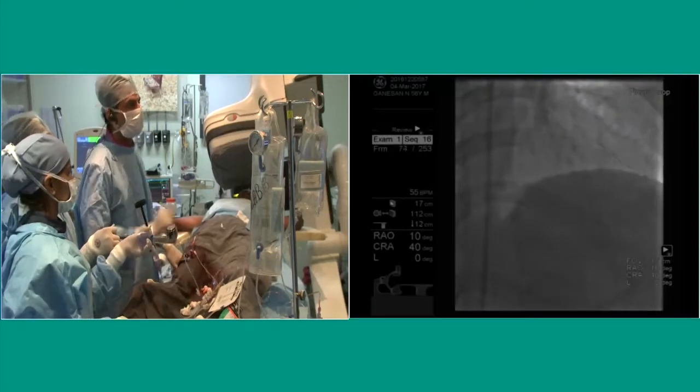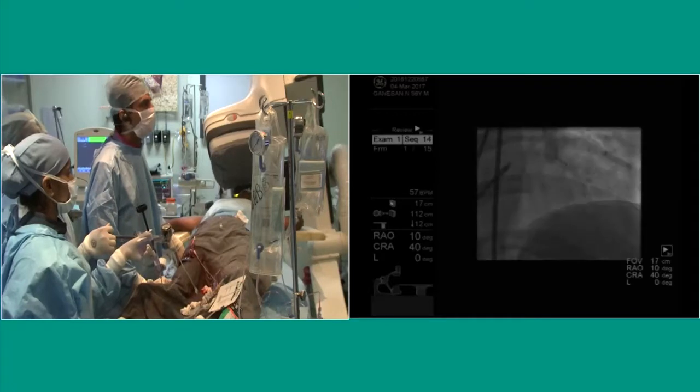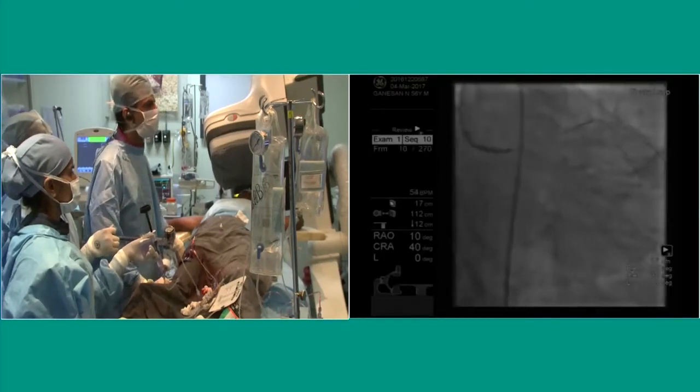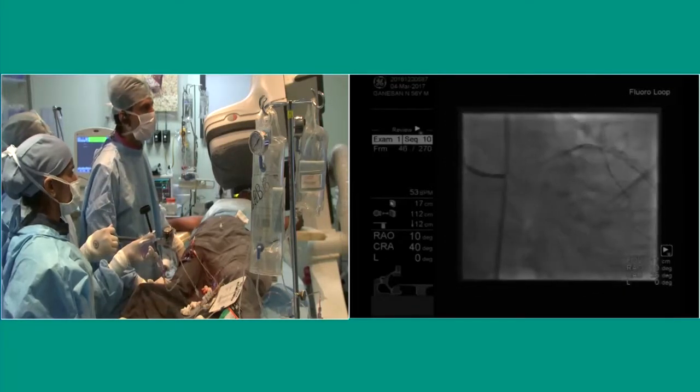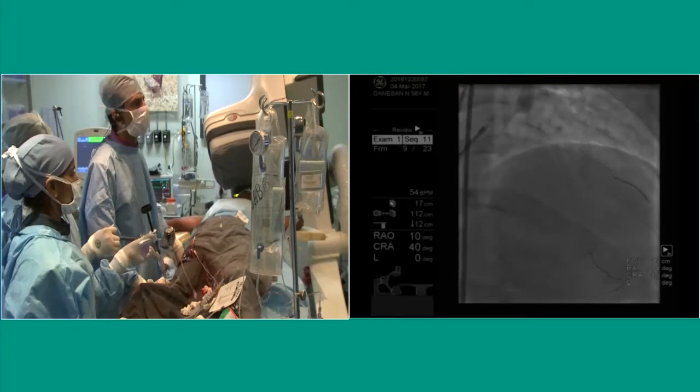Yes. I did a POT first. Can you show the POT? So we did a POT with a 3.5 balloon at 20 atmospheres, before stenting after that. Next slide, please. So we did a POT only to the proximal part of the stent.